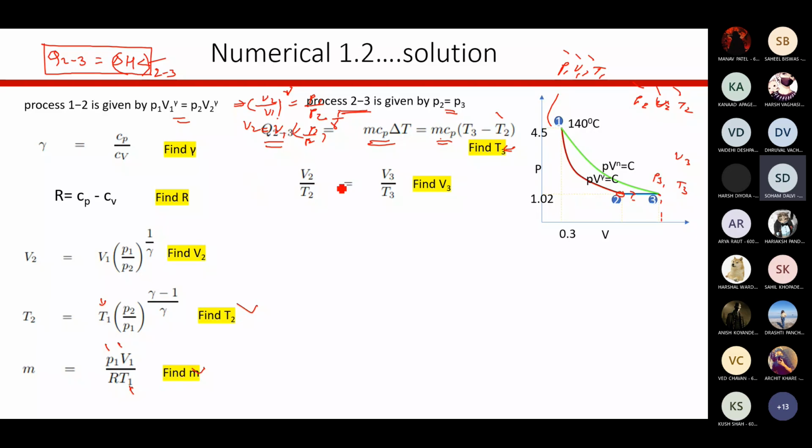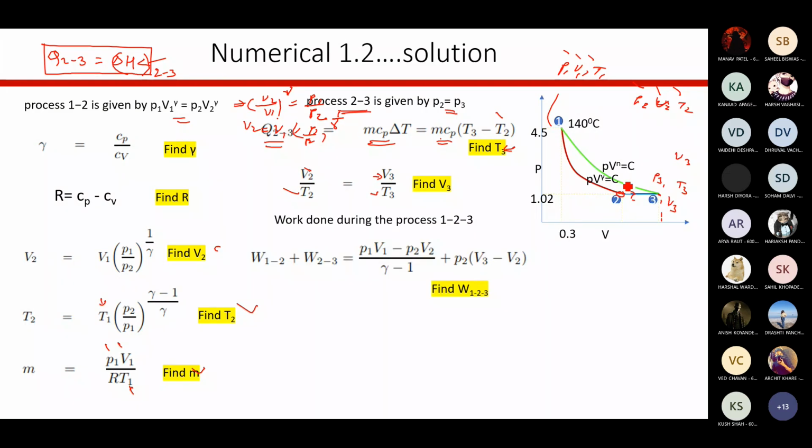Now from this expression, volume V2 is known to you, right? Because you have calculated it here. So volume V2 is known, temperature T2 you have calculated, the temperature T3 just now you found. Then find out volume V3 using this expression. Now you know volume V3 also. So you know P, V, T at all these state points. This is more than enough for calculating whatever they have asked.